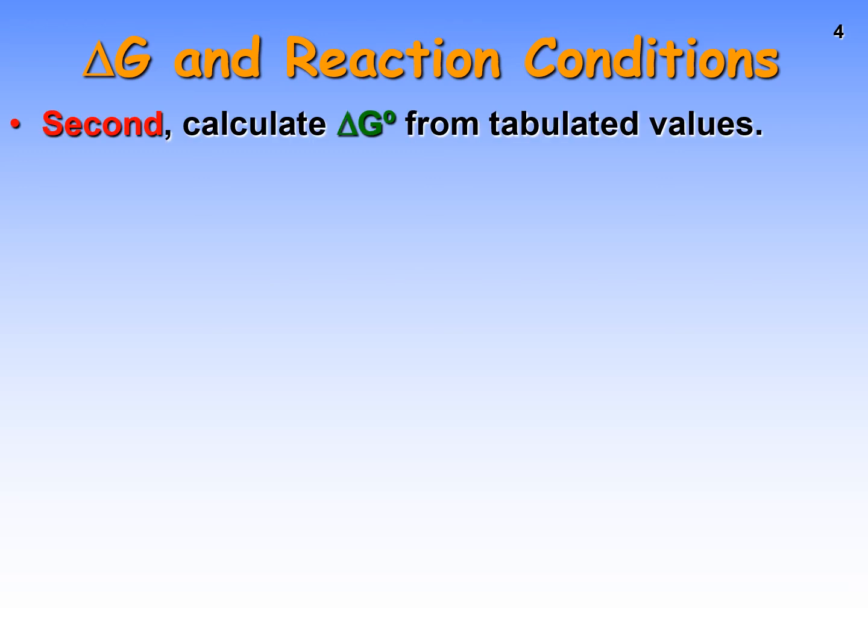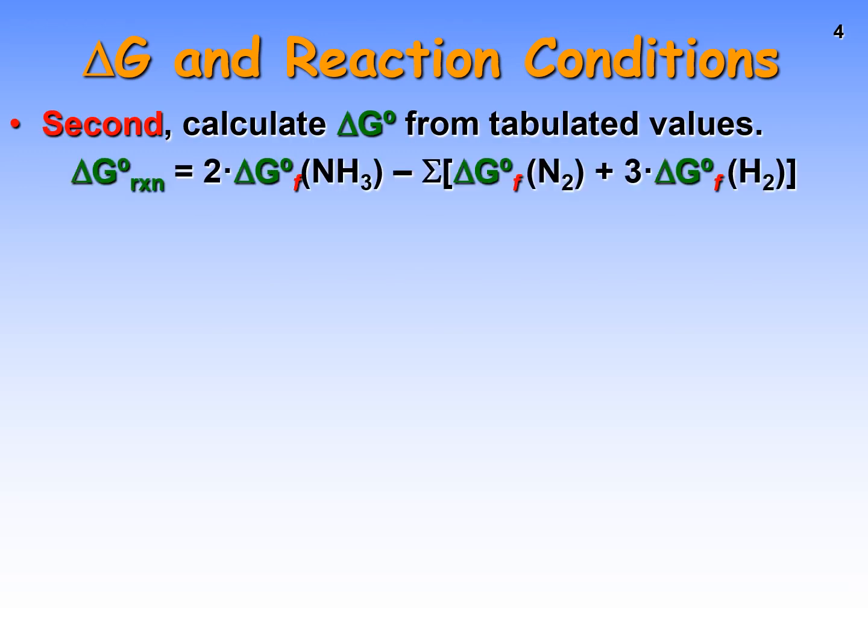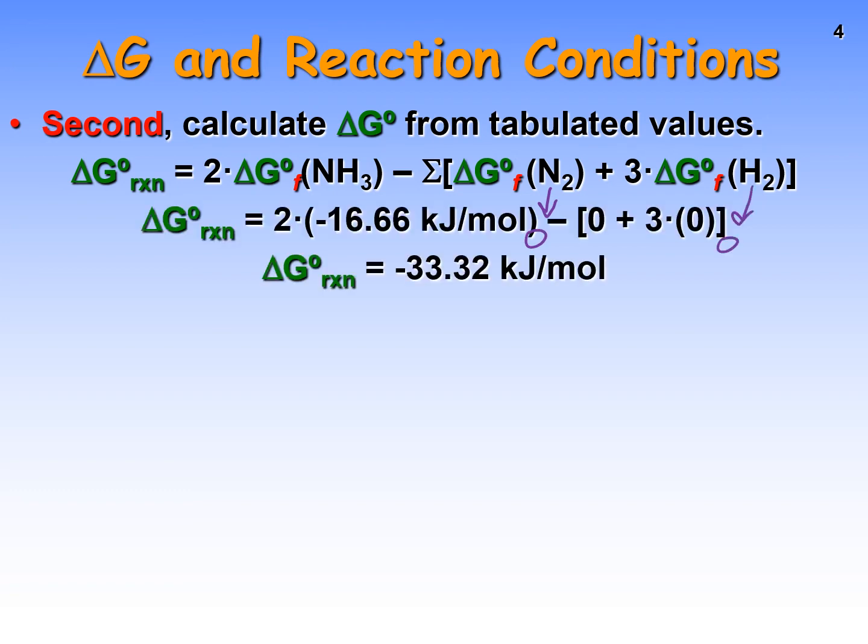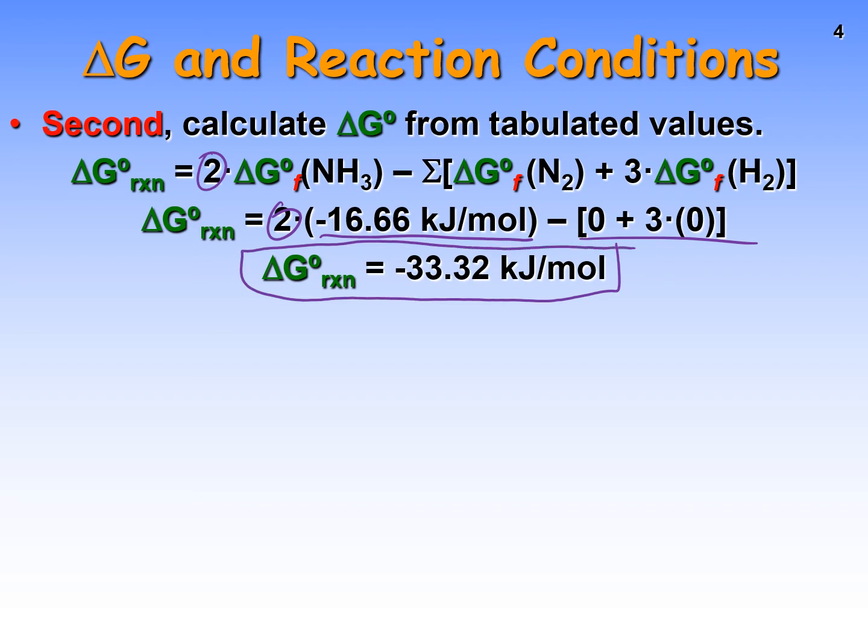All right, we look at those. Oh look, this is 0 and this is 0. So we get the one we were given, multiply it by 2 because there was a 2 in the equation, and minus 0 from it. Hey, there we go. We got our delta G naught of the reaction.